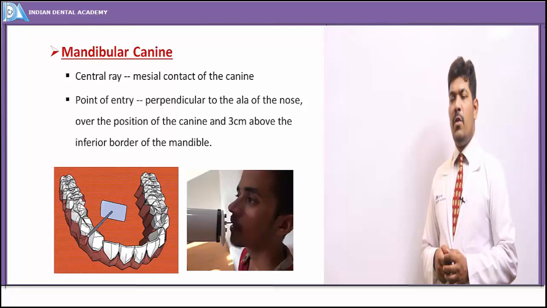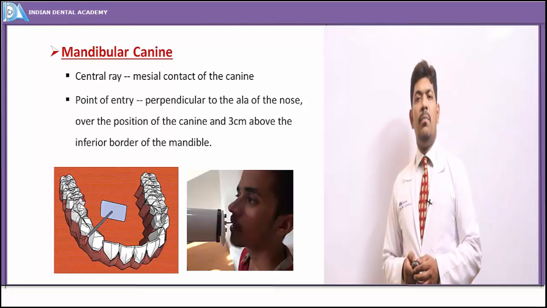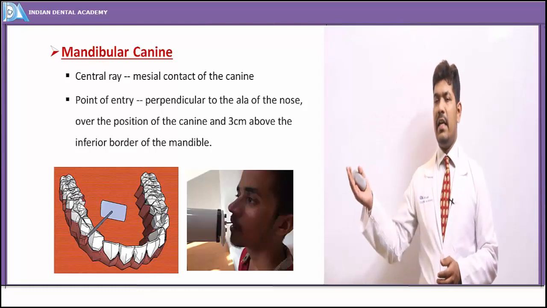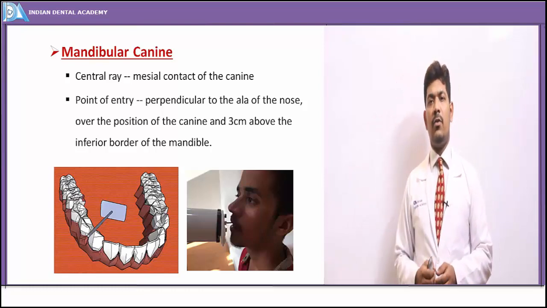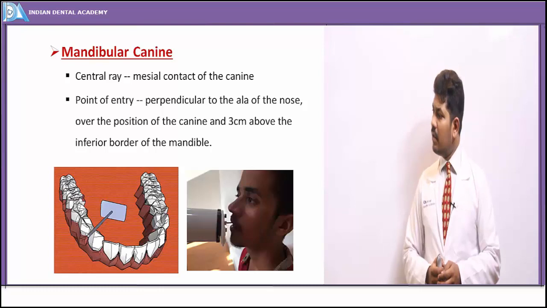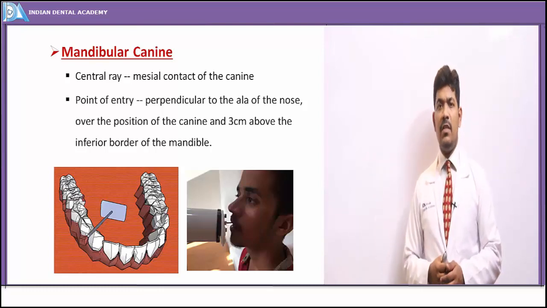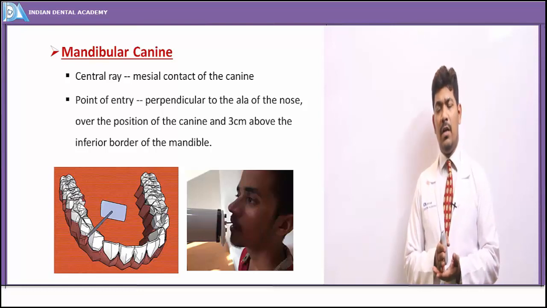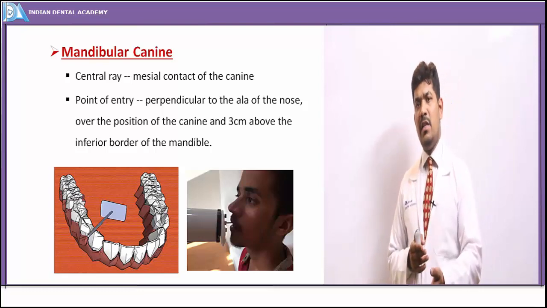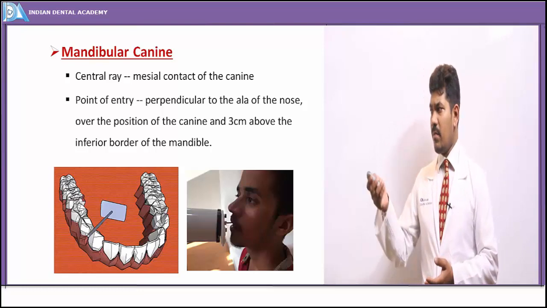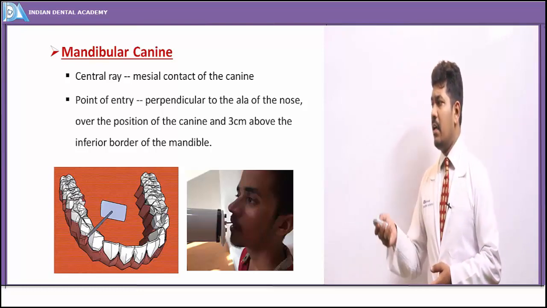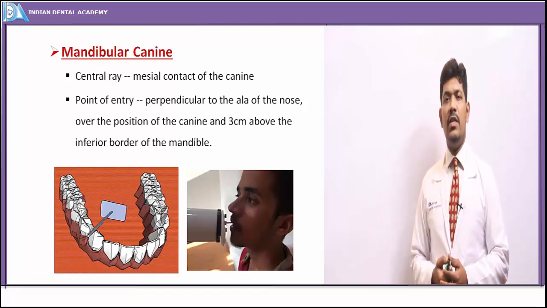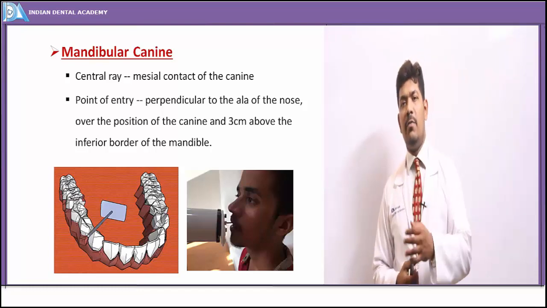Now similarly for the mandibular canine, again, because of the unique positioning of the canine, we have to take into consideration only the mesial contact opening of the image. So the central ray, which has to take care of the mesial contact, will be directed at the mesial contact point of the canine. Now the point of entry, again, is perpendicular to the ala of the nose over the position of the canine and 3 centimeters above the inferior border of the mandible.